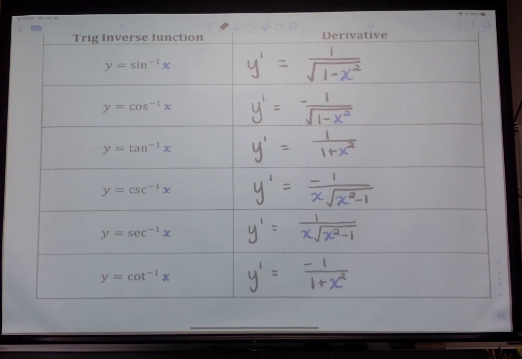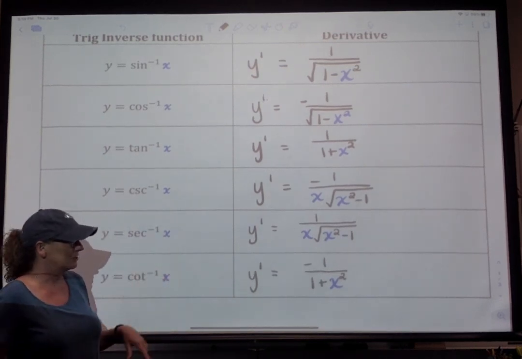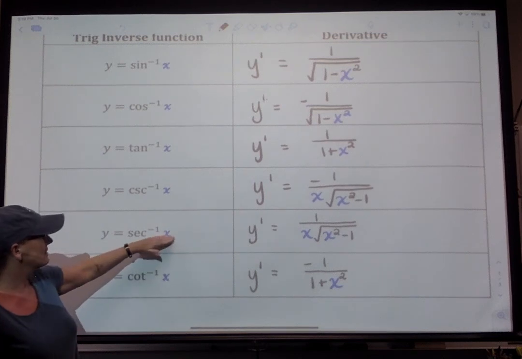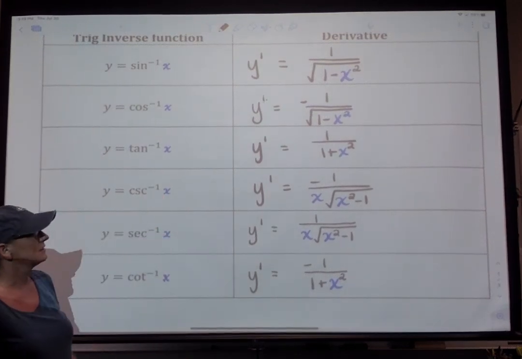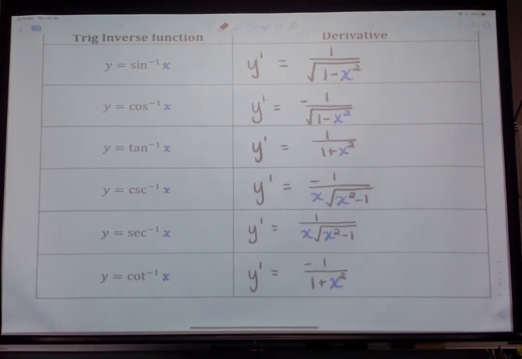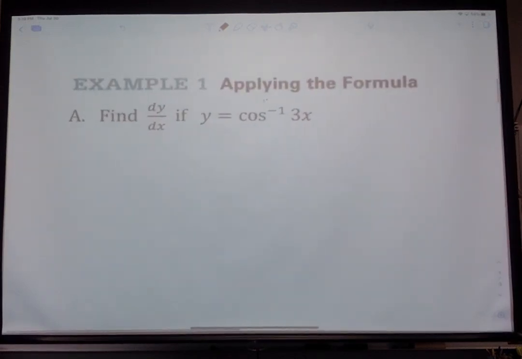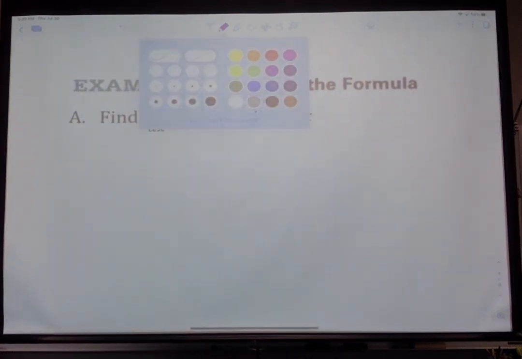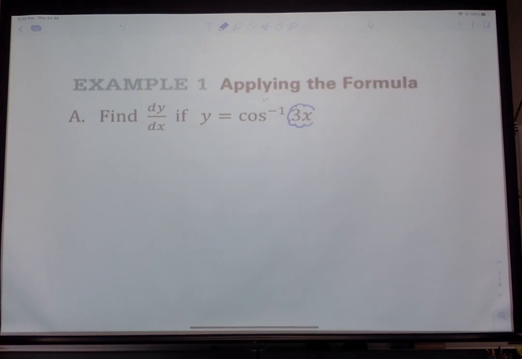So if you can memorize sine, cosine is just the opposite. If you can memorize tangent, cotangent is the opposite. And if you can memorize secant, cosecant is just the opposite. All right, let's try a couple. It's telling us to do the derivative, and we need to recognize that this is messy.